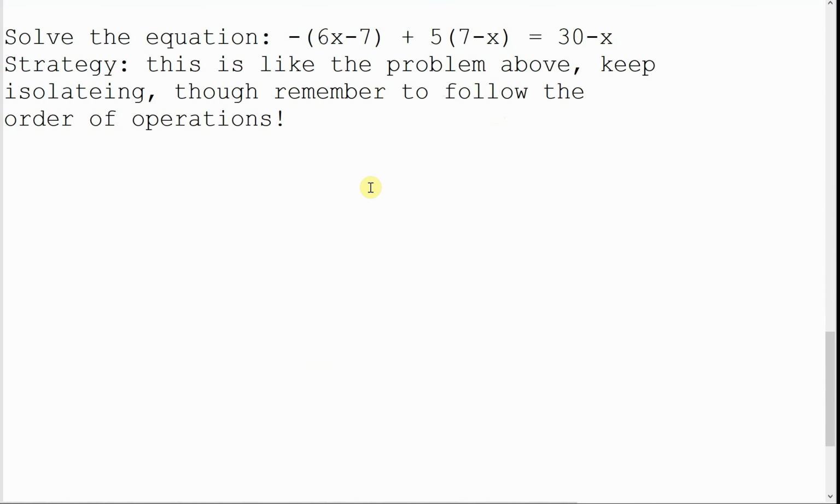Solve the equation negative 2 times the quantity 6x minus 7, closing the parentheses, plus 5 times the quantity 7 minus x, close parentheses, is equal to 30 minus x. Strategy: this is like the problem above. Keep x isolated, though remember to follow the order of operations.